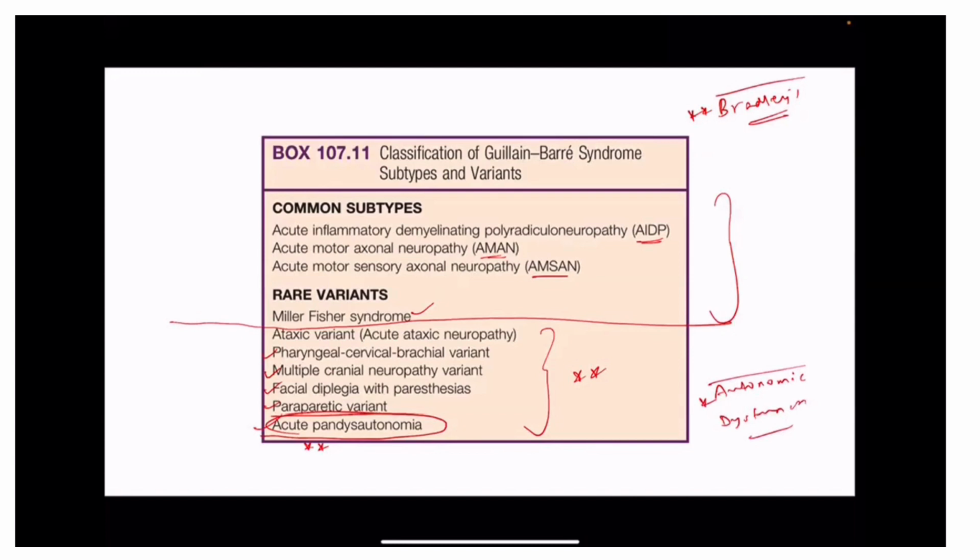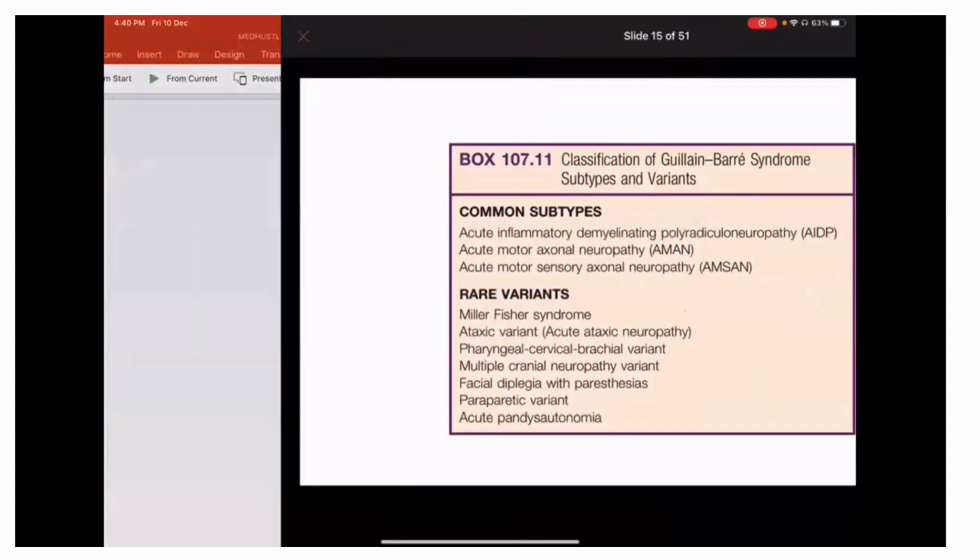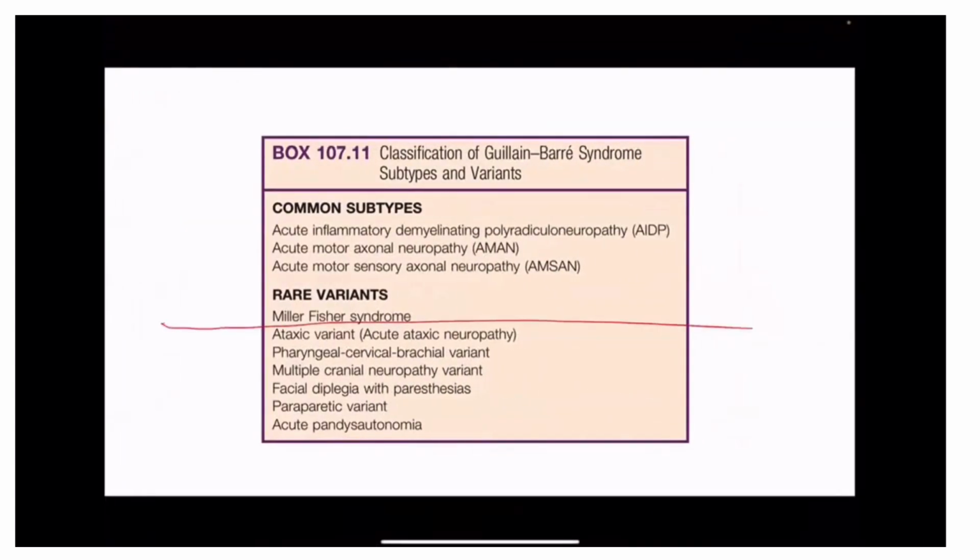And apart from that, there is just one ataxic variant. So just to recapitulate again, these are the common variants. Miller-Fisher is also a rare variant, but you can consider it as a common variant because they like to ask about these 4 variants. But the other variants which you have to remember are the pharyngeal-cervical-brachial variant, multiple cranial neuropathy variant, facial diplegia with paresthesias, paraparetic variant, acute pandysautonomia, and acute ataxic neuropathy. So these are the other variants of GBS.